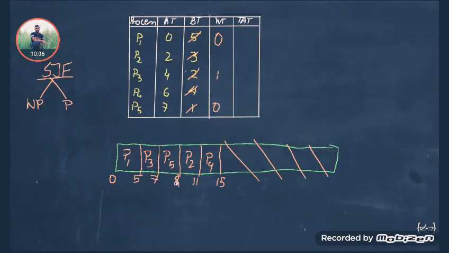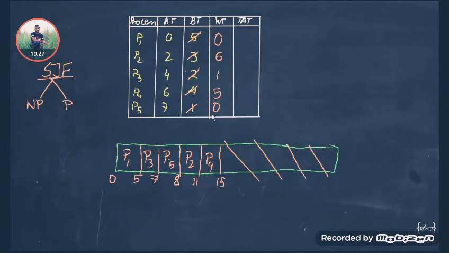For P2, the visiting time is 8 and the arrival time is 2. So 8 minus 2 is 6. For P4, finally, the visiting time is 11 and the arrival time is 6. So 11 minus 6 is 5.